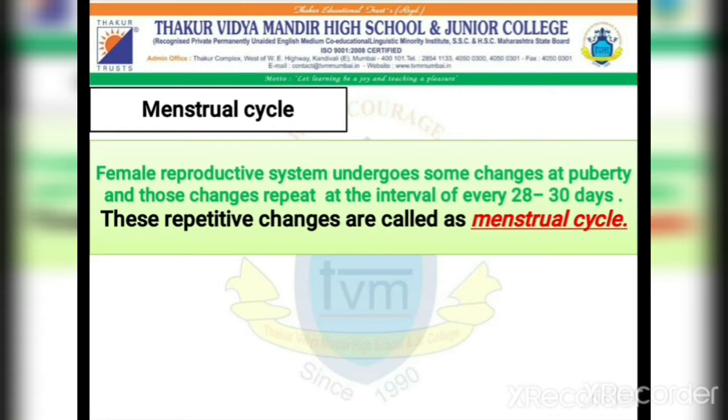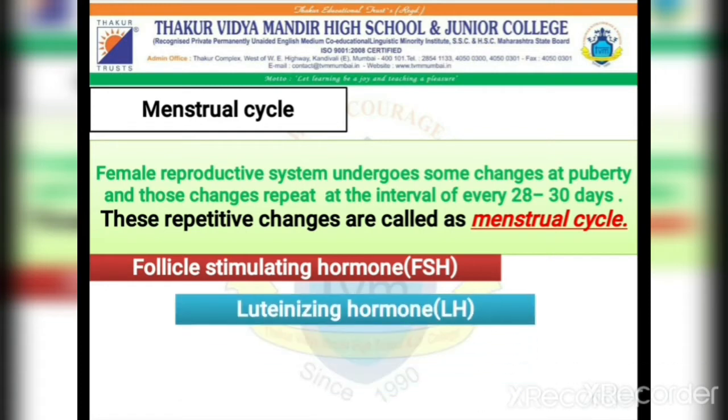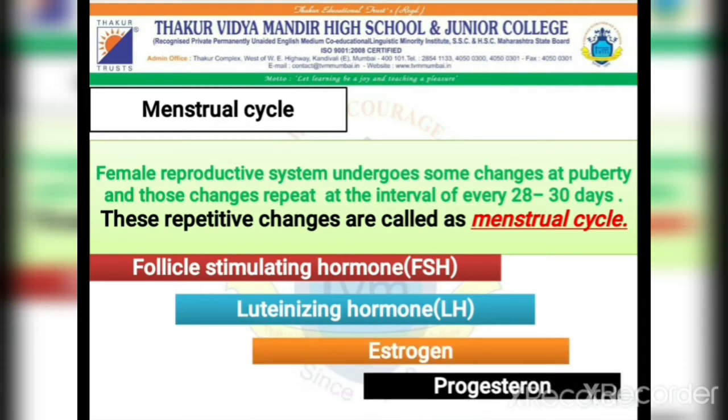Now this particular menstrual cycle is carried out in the presence of four hormones. The four hormones are follicle stimulating hormone, which is called FSH, luteinizing hormone, which is called LH, estrogen, and the last is progesterone. So the whole menstrual cycle is controlled with the help of these four hormones. Let us understand the whole menstrual cycle.